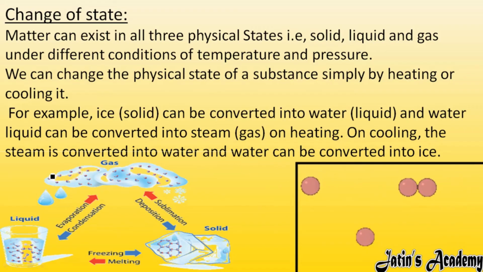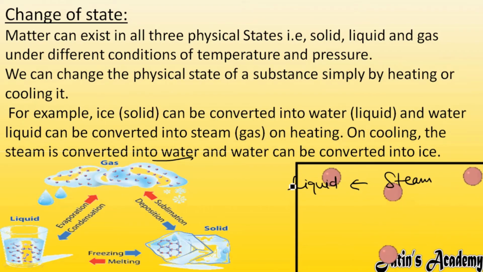Similarly, on cooling, the steam is converted into water. Whatever steam is formed here, on cooling, steam can convert into liquid. On further cooling, liquid can convert into solid. So this is the way by which we can change the state of matter.